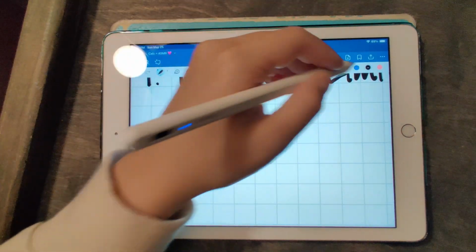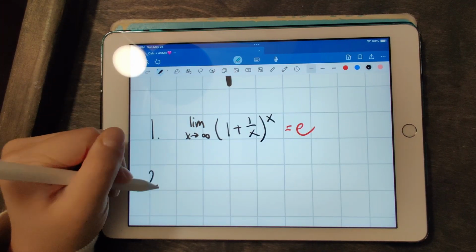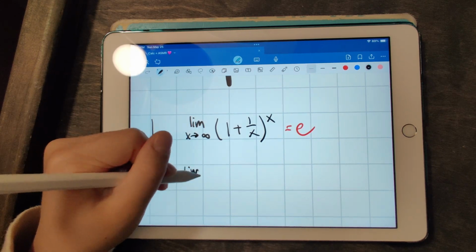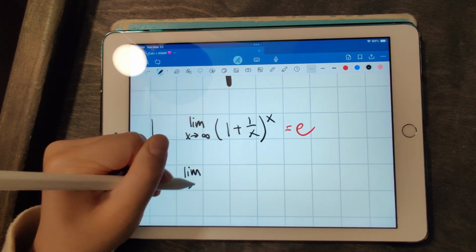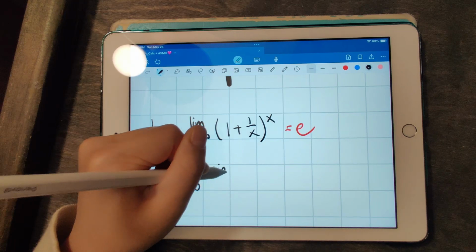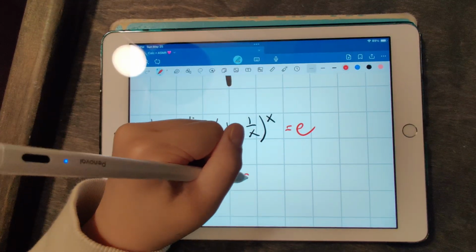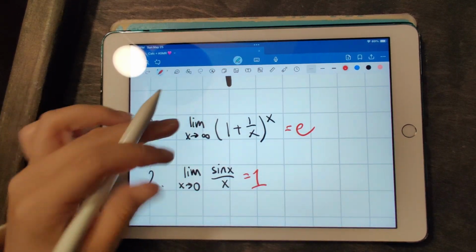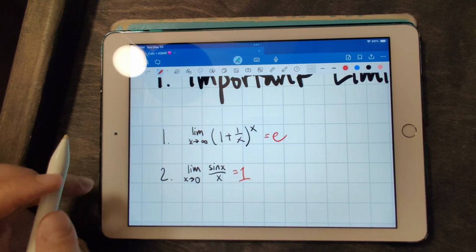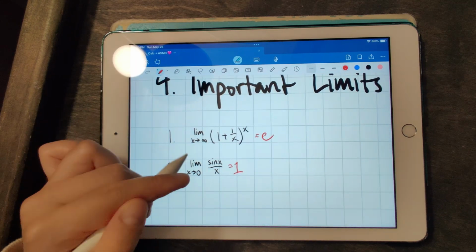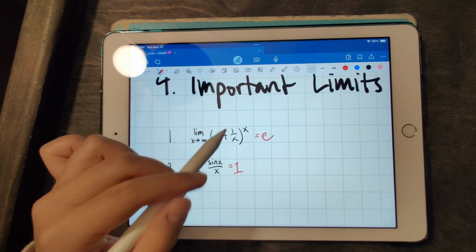The second limit I want to talk about is the limit as x approaches 0 of sine x over x, and this limit is equal to 1. There are a couple of ways you can prove this. I'm not going to get into that right now, but either way, this is an important limit to remember.